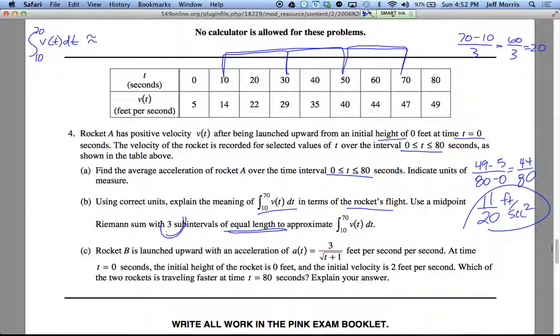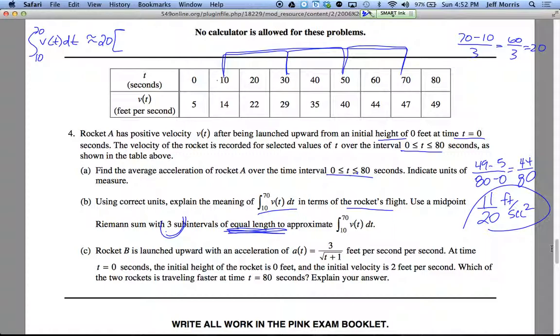Now I want to use a midpoint. First of all, let's talk about what the width of every rectangle is going to be. 20. And since it's equal length, I can throw the 20 out front and multiply all the heights by 20. Remember, for rectangles it's just the width times the height. So the width's all 20, 20, 20.